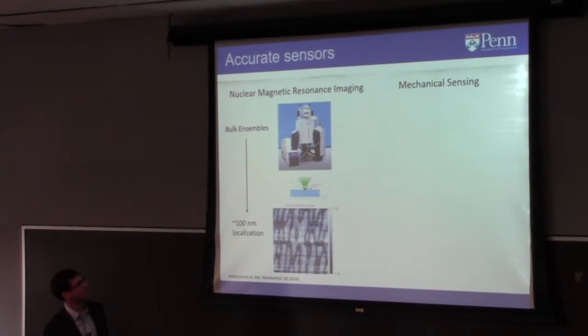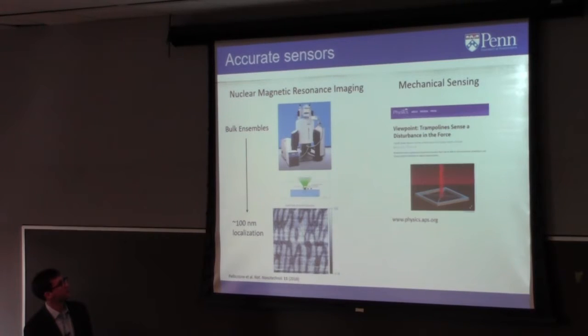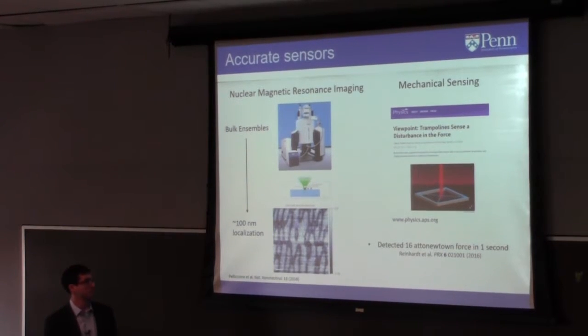But another one that's interesting is mechanical sensing. So like I said, matter obeys quantum mechanics, and it exhibits wave phenomena, so you can develop very accurate mechanical sensors. And there's a funny viewpoint from the American Physical Society where a very small trampoline of silicon nitride was able to sense very small forces. They're able to detect 16 attonewtons of force in 1 second. If you're not familiar with that unit, that's equivalent to two people standing 100 kilometers apart, and the gravitational force between them. So very, very sensitive, and pretty quickly, too. 1 second isn't too long.